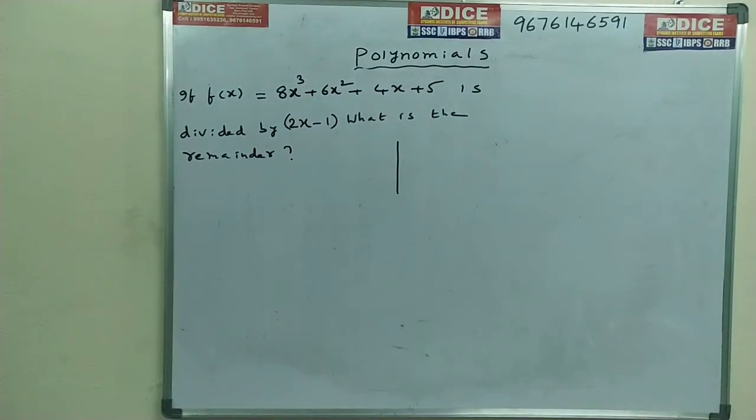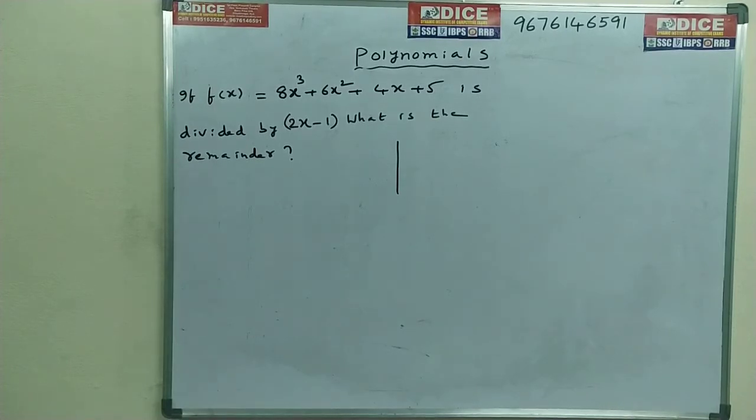Now come to the same model, next problem. If f of x is equal to 8x cube plus 6x square plus 4x plus 5 is divided by 2x minus 1, what is the remainder?